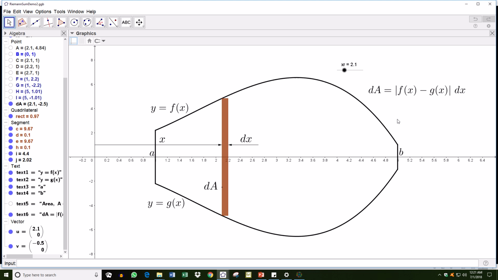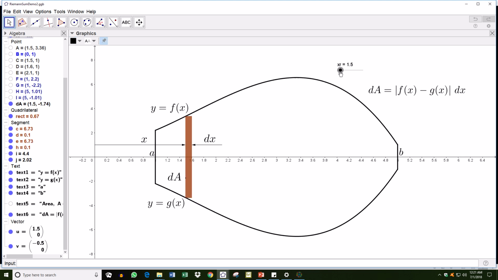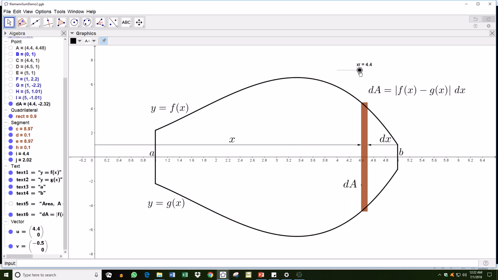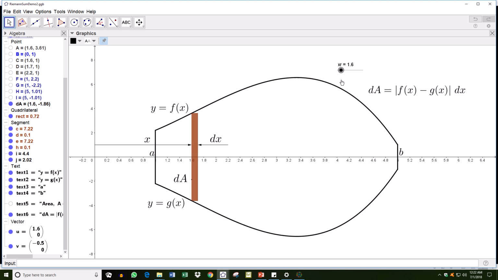You might ask, why in the world did I stick the absolute value sign around f of x minus g of x? That is to make sure that the height will always be a positive quantity. In this particular figure, I didn't have to worry about that, because as we scoot the rectangle all the way from the left to the right, f of x is clearly greater than g of x at all locations. So I didn't have to worry about it.